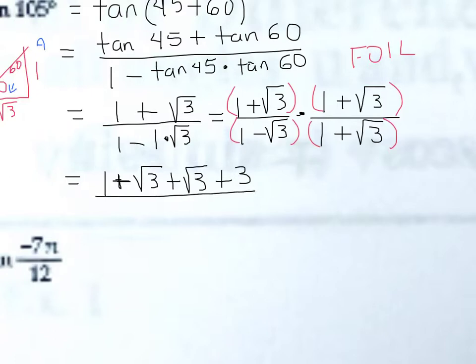At the bottom, you use the FOIL method again. So it's 1 times 1. That's just 1. And then it's 1 times square root of 3, so it's positive square root of 3. And then it's negative square root of 3 times 1, negative square root of 3. And then last, negative square root of 3 and positive square root of 3, negative square root of 9, which is just negative 3.